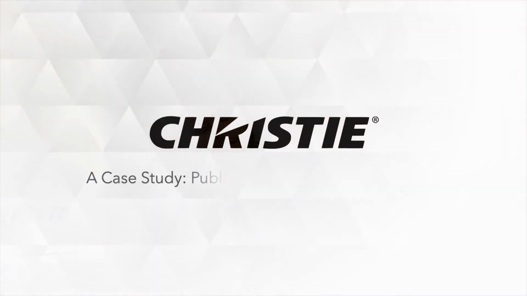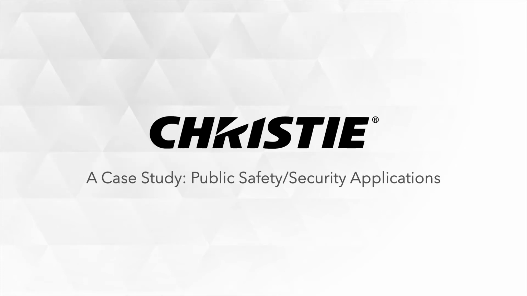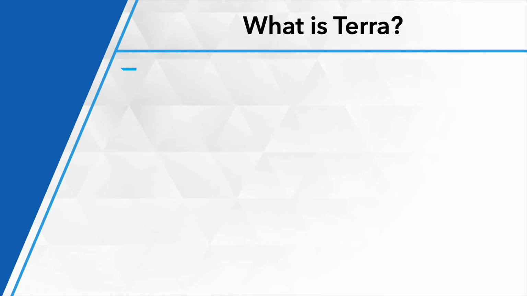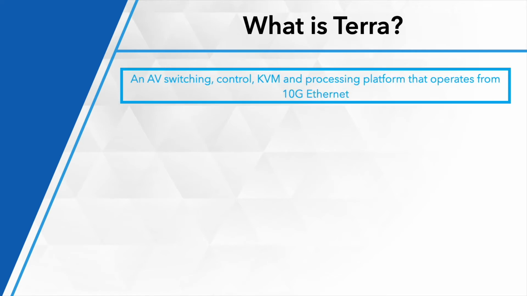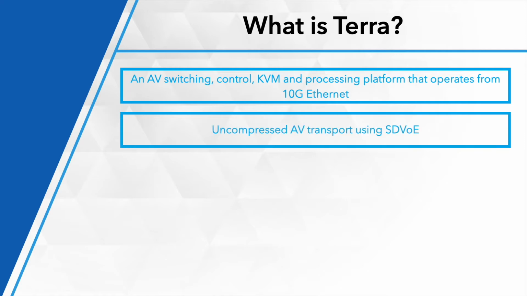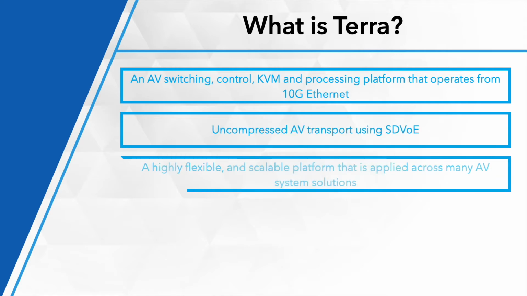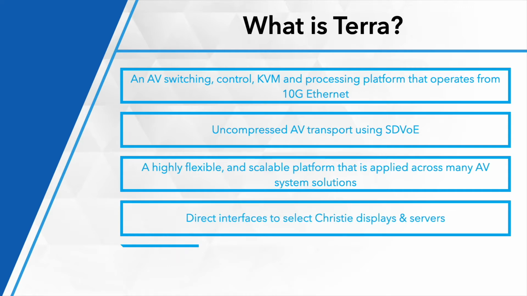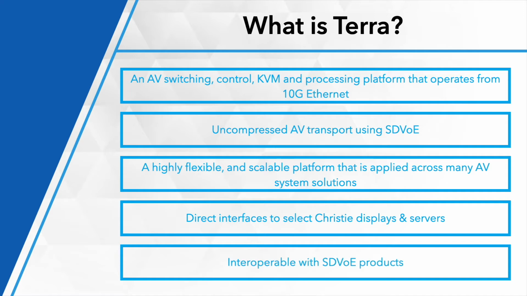I'm here to talk about our case studies that we have on our public safety and control rooms applications. What is Terra? Terra is an AV over IP SDVoE platform for Pro AV solutions. We use it a lot in the control room application because it does extension, matrix routing. We can do video walls. It's uncompressed video and extremely low latency. So it's incredibly low latency.